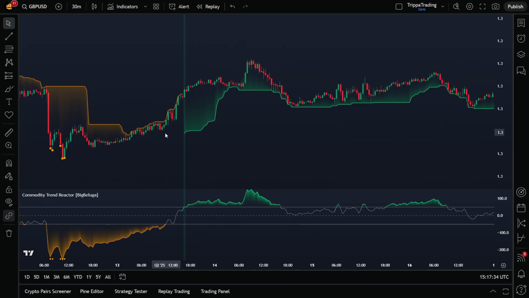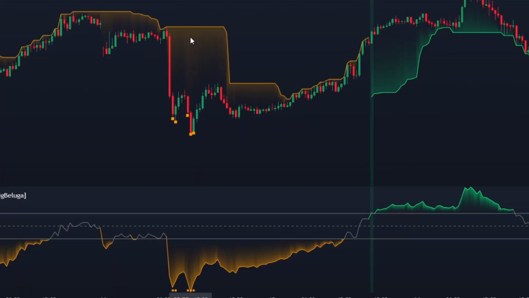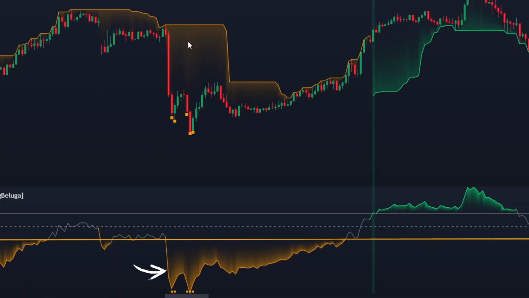And the same thing happens in a downtrend. When the CCI line drops below -50, an orange line appears above the price, signaling a downtrend. That orange line will stay there until the CCI climbs back above 50.